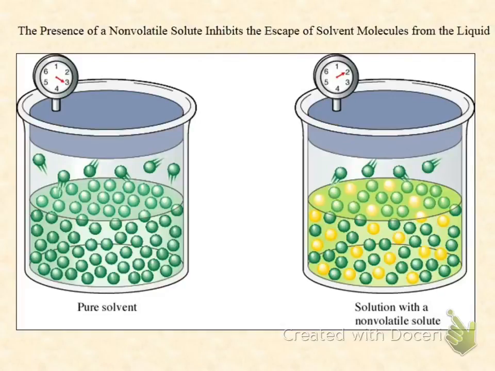And here's an example of the non-volatile inhibiting. So now when I have this right here at the surface, that's all I have right here to escape is the particles, okay? But now when I add a non-volatile, I have less of those particles at the surface, so less are escaping. So it decreases the vapor pressure.